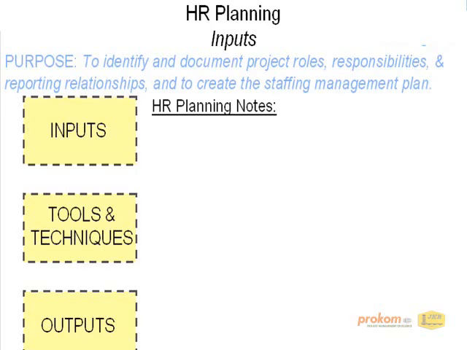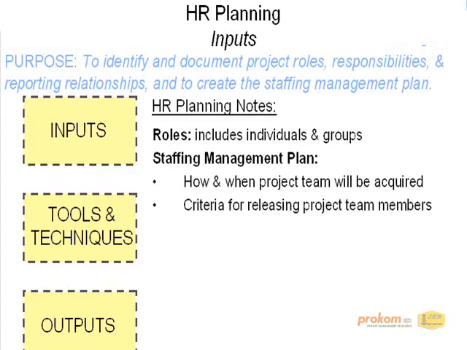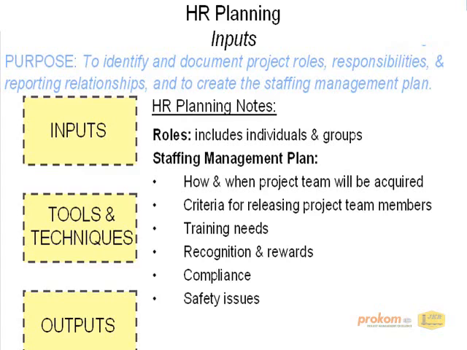Here are a few initial notes. The mentioned roles can include both individuals or groups. These individuals can be internal to the organization or external. And a few notes on the staffing management plan. It includes how and when project team members will be acquired, the criteria for releasing them from the project, training needs, recognition and rewards, compliance, safety issues, and the impact of the staffing management plan on the company. We'll review further details on the staffing management plan when we go through the outputs of the process.